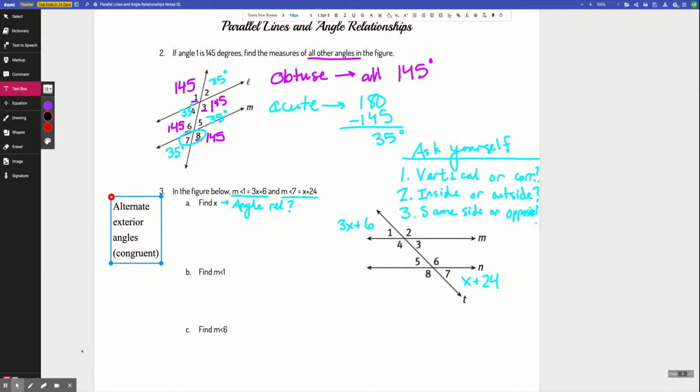You should get a nice whole number when you solve for x. Okay, give it a try, see if you can find x, and then see if you can figure out how big angle 1 is by plugging x back in, and then how big angle 6 is by doing some subtraction. Right, so I will see you all back here after you have solved this problem. Right, see you in just a second.